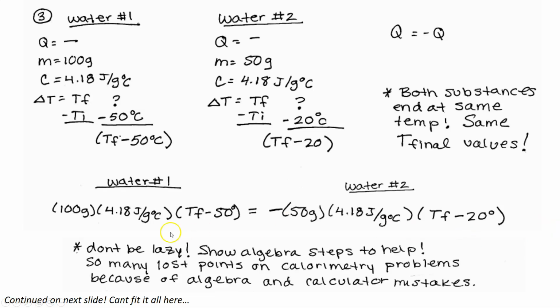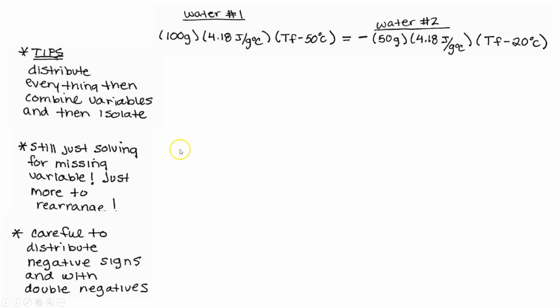So let me show you solving now for TF. I just have some little tips here. I think people tend to do better if you distribute first and then isolate. Remember, even though it feels more complicated, you're still just doing rearranging. That's all you're doing. Make sure you don't forget to distribute your negative signs, okay? That's another thing to be careful of. So just some little tips off to the side.